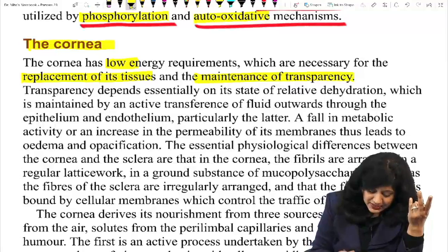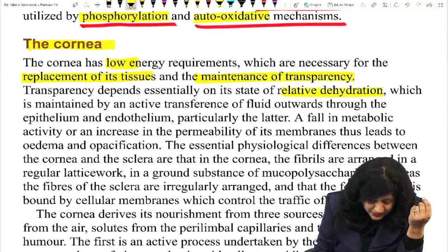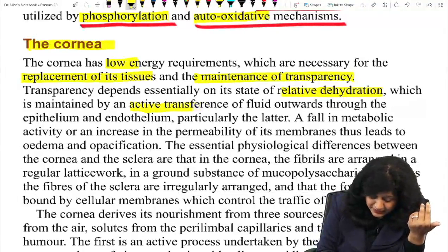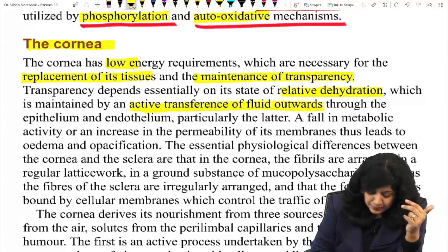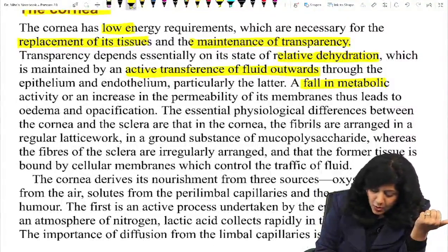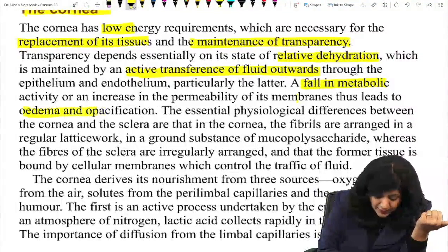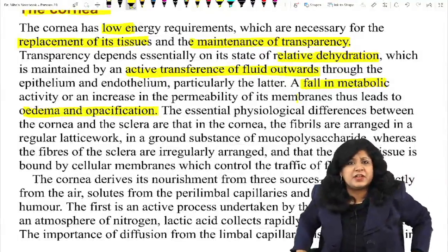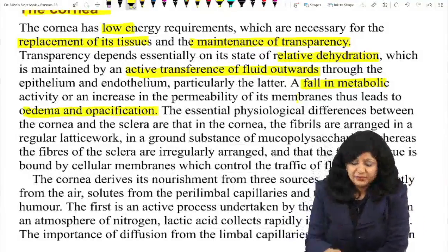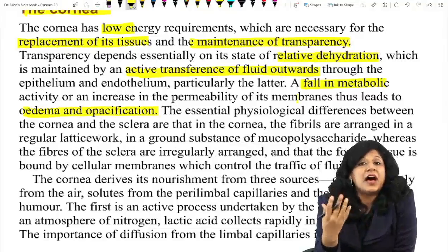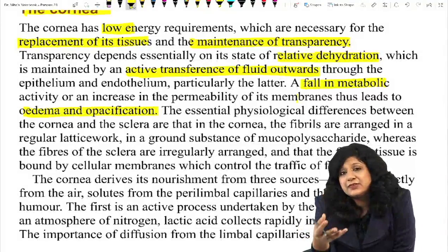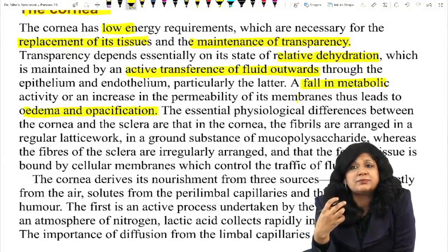The transparency essentially depends on the state of relative dehydration, and relative dehydration is maintained by the metabolic pump, which is maintained by the active transference of fluids through the epithelium and the endothelium. Now a fall in the metabolic activity, or an increase in the permeability of the membrane, leads to edema and opacification. So I think this is very clear. We have discussed in detail the cause of the opacification. Whenever you have aging, that leads to overhydration because of the decreased efficiency of the sodium potassium pump, which occurs mainly due to aging.